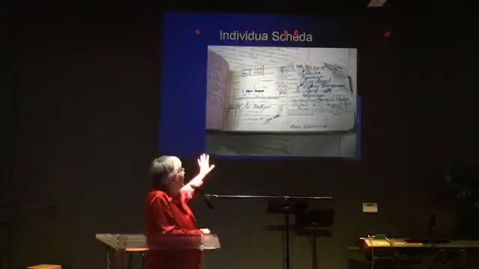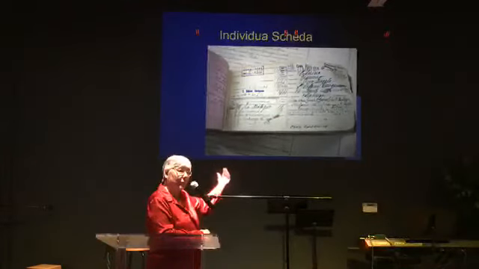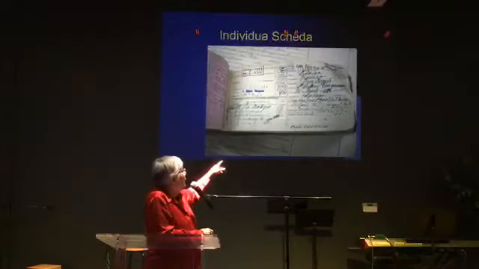These are the kinds of cards that you would have found in that cabinet with the wooden drawers that we saw earlier. So it shows the name of the person. This is Caterina Palermo. And it shows her father's name and her mother's name and the town that she was born in.